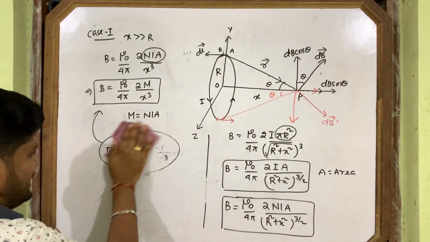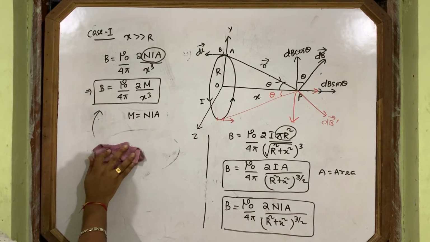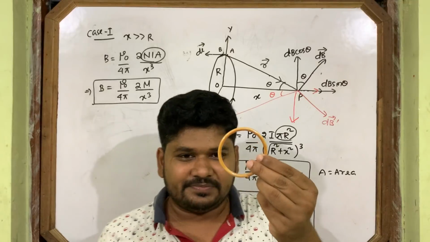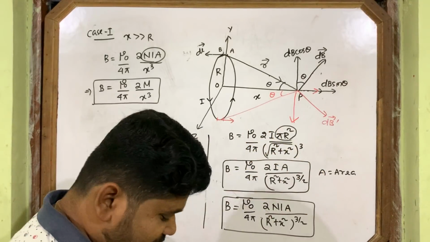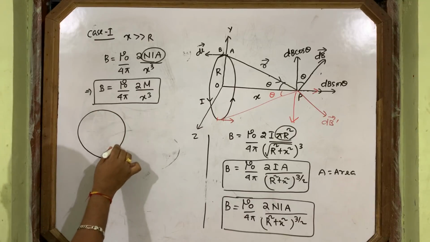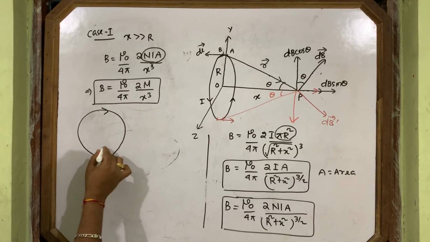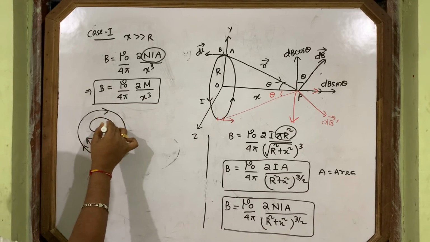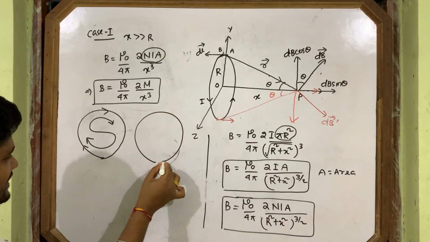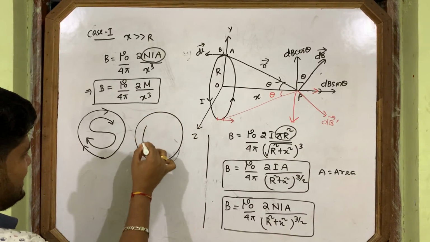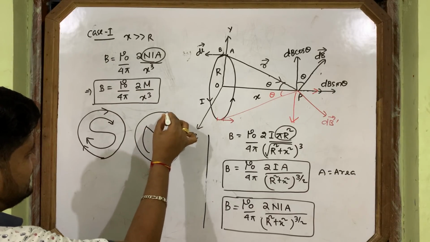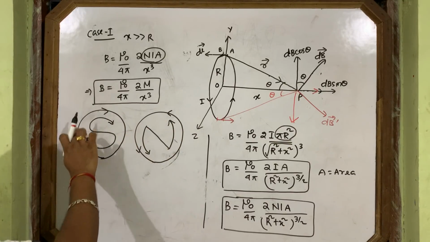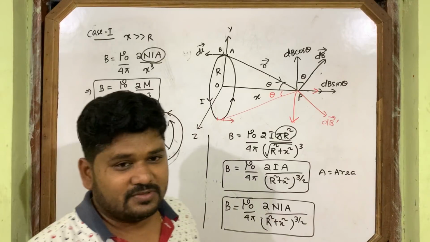Then the question comes to your mind: if it behaves like a magnetic dipole, where are the two poles? This is the circular coil. At which side does current pass in clockwise direction? That is the south pole. At which side is current passing in anti-clockwise direction? That is the north pole. Anti-clockwise direction is north pole and clockwise direction is south pole.